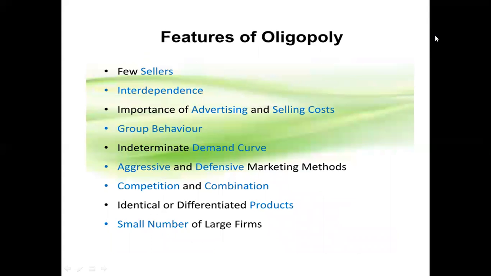The features of oligopoly are few sellers who are interdependent on each other. Importance is given to advertising and selling cost. Group behavior is there. Indeterminate demand curve. Then we have aggressive and defensive marketing methods. Here we have both competition as well as combination of the sellers. Then it sells identical or differentiated products, and a small number of large firms are there.